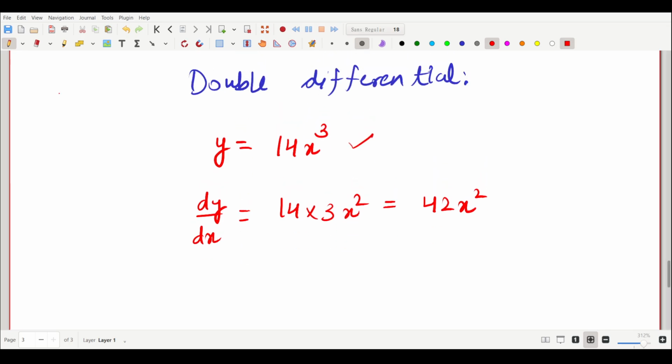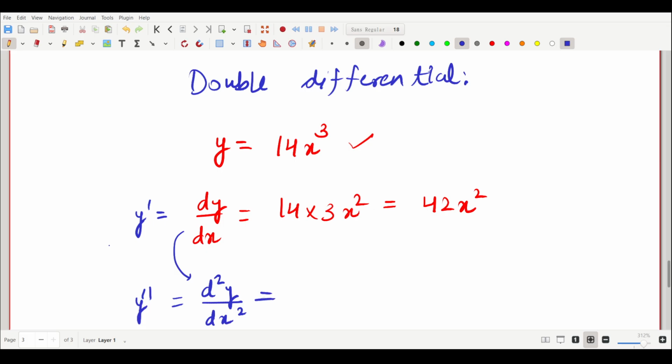Now double differential is the same thing. Double differential is represented by d2y over dx square. It's not dy square over dx square, no, d2y over dx square. This is how we represent double differential, or you can write y double dash, because dy over dx was the single derivative, and hence y dash.